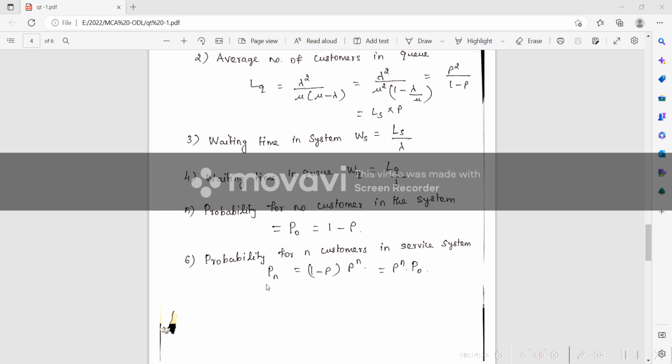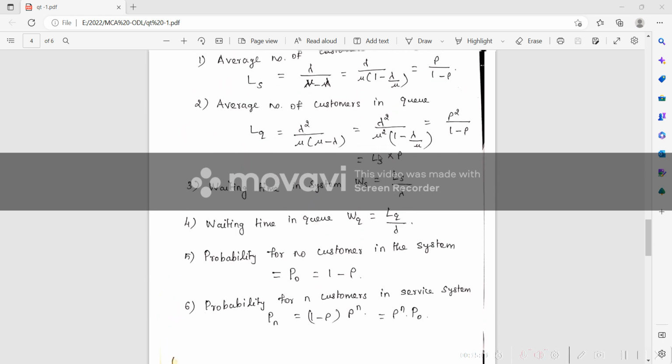So it is Pn. Notation is used here as P n, because we are going to have n customers in the system. The formula for that is (1 minus rho) into rho power n. So this is rho and this is p, so you should differentiate both. We know 1 minus rho is nothing but p naught, so it is rho power n into p naught. So this is the formula to find the probability of n customers in the system.